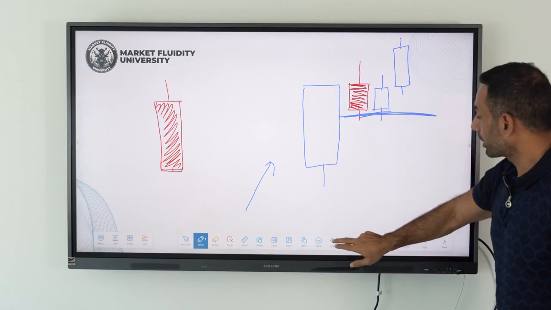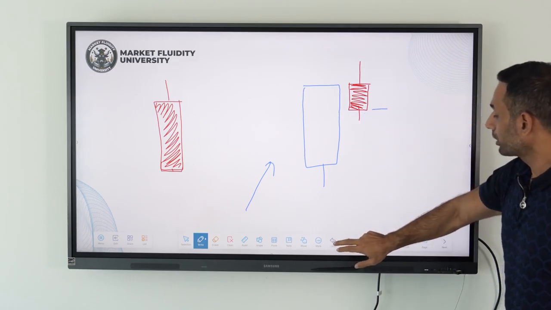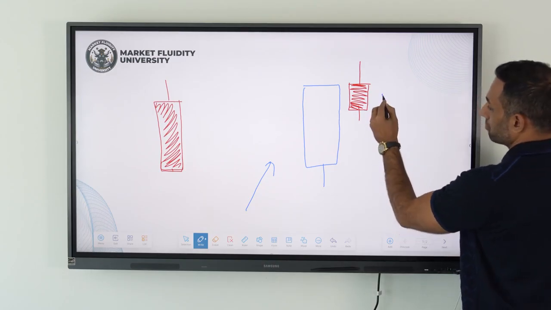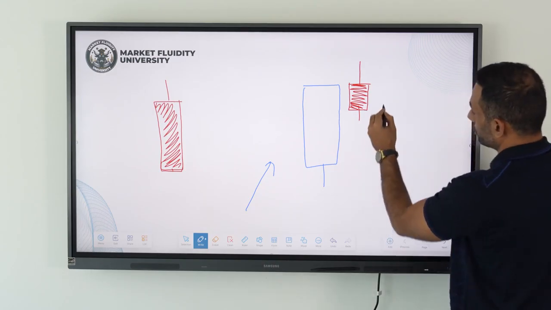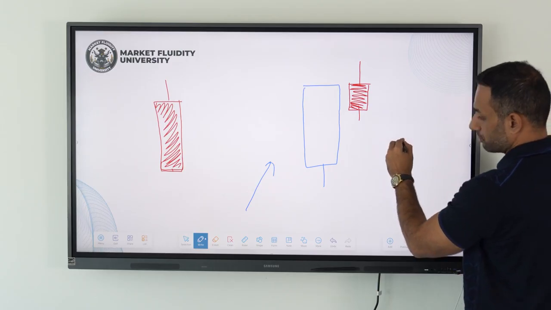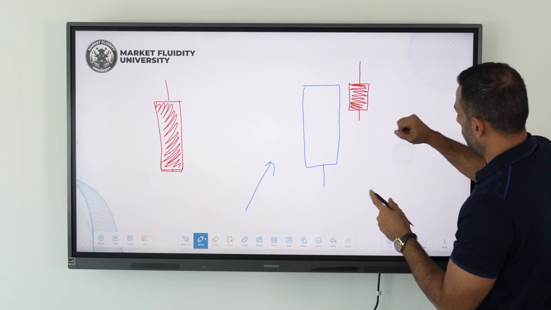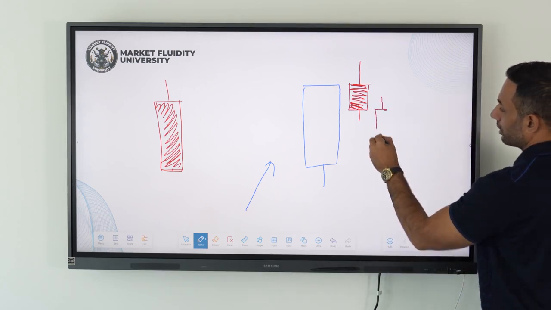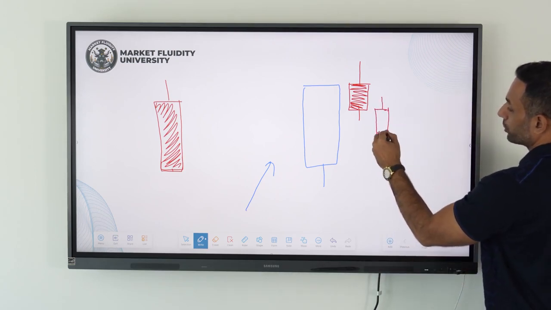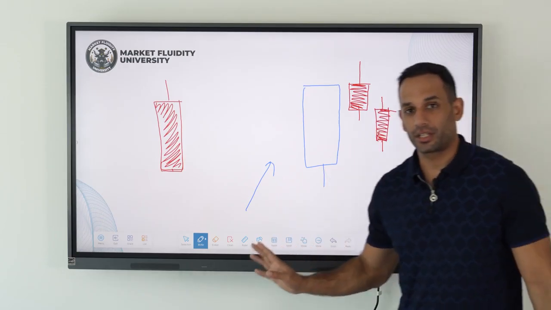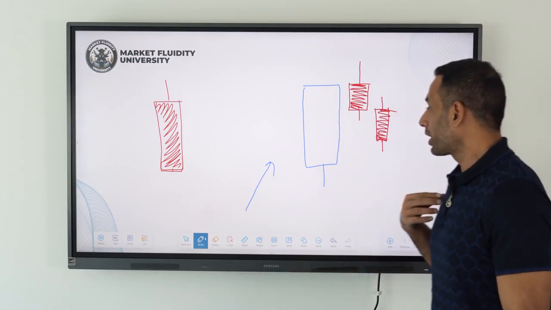Now, the other thing that can happen is that the next candle can continue to push down. Okay, there we go. There's my red one. So the next candle can continue to push down, and we basically start to range. That's it. So what am I going to do?